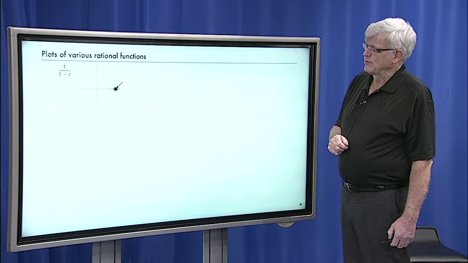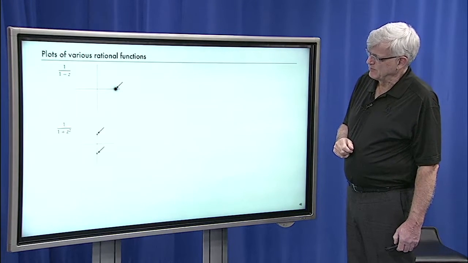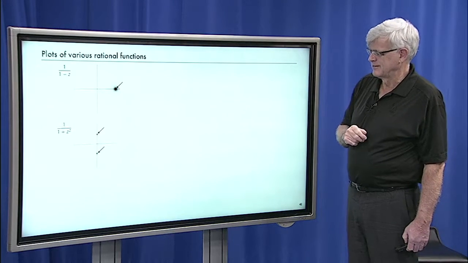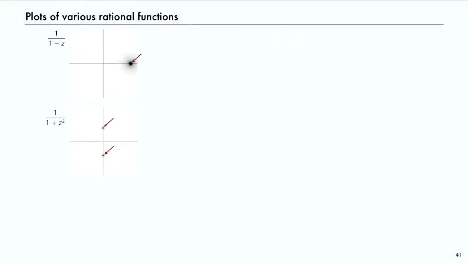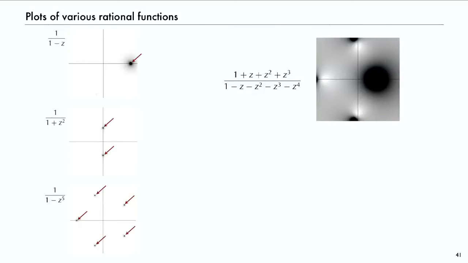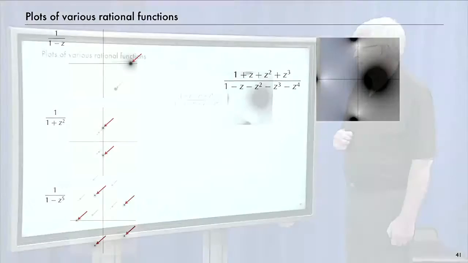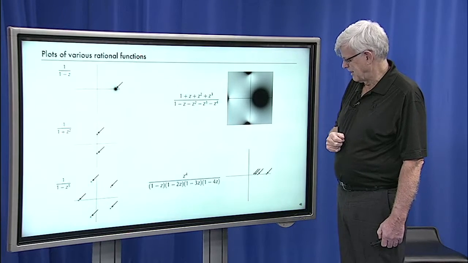So let's look at the rational functions we've looked at. So 1 over 1 minus z has a pole at 1. 1 over 1 plus z squared has poles at plus and minus i. 1 over 1 minus z to the fifth, those are the fifth roots of unity. This is what the generating function for the number of binary strings with no occurrences of 4 zeros in a row looks like. It's got 4 poles, they're kind of spread out like that. So we get a feeling for at least how big the function is from these kinds of plots.